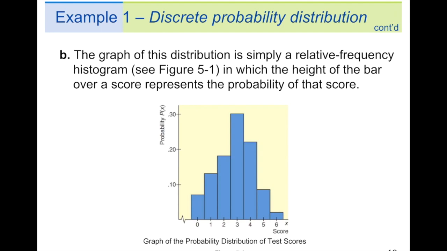The graph of this distribution is simply a relative frequency histogram. See figure 5.1, in which the height of the bar over a score represents the probability of that score. So we learned about relative frequency histograms back in chapter 2. So again, here is an example of something we did previously. The relative frequency histogram shows the probability that you could get a 0, a 1, or 2, and so on, on the test.